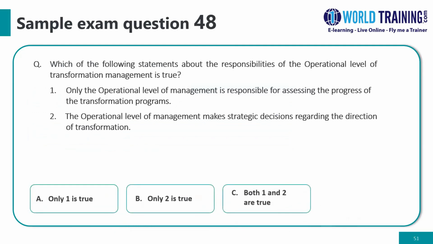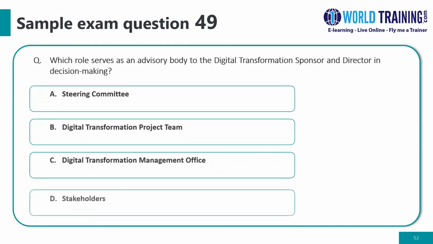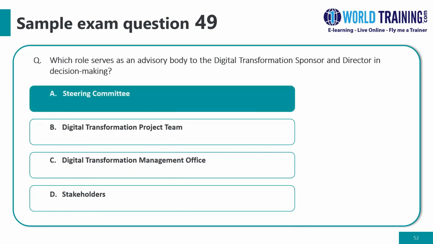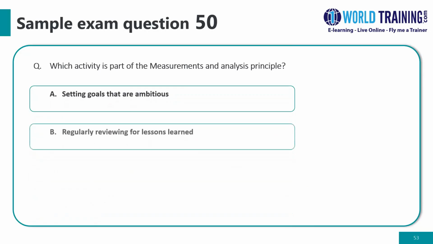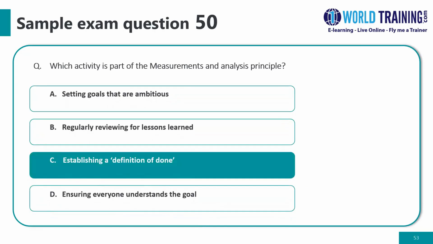48, which of the following statements about the responsibilities of the operational level of transformation management is true? The correct answer is neither 1 or 2 is true. Number 49, which role serves as an advisory body to the digital transformation sponsor and director in decision making? The correct answer is A, which is the steering committee. Number 50, which activity is part of the measurements and analysis principle? The correct answer is establishing a definition of done.